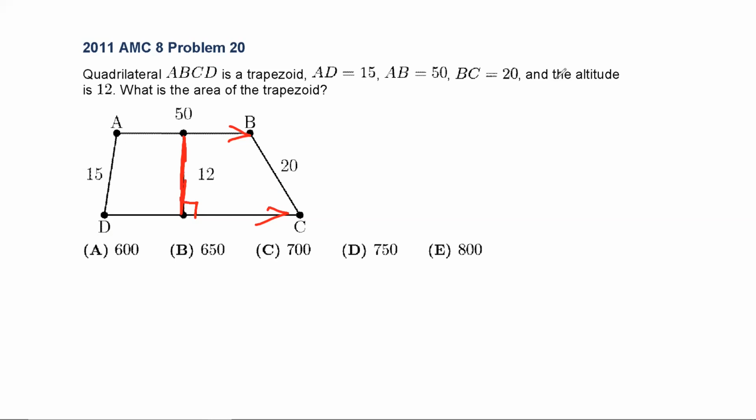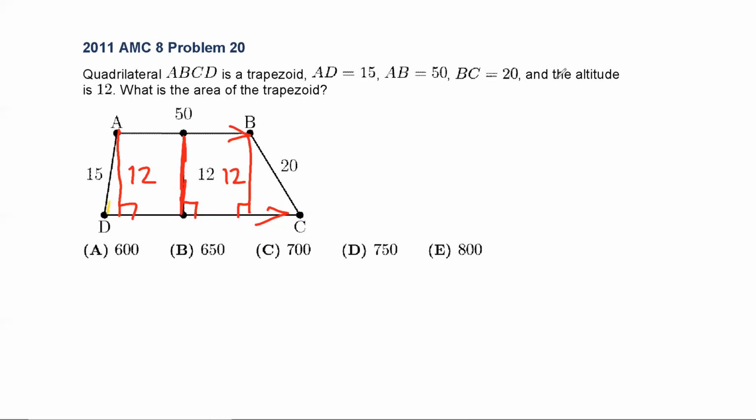Okay, so I'm gonna get started. So we know that basically the altitude here is going to be the same no matter where we draw it. So let's just draw an altitude here and draw another one here. So we know that this is 12 and this is also 12. It's all 12.